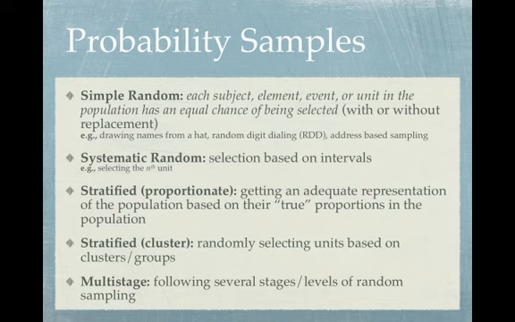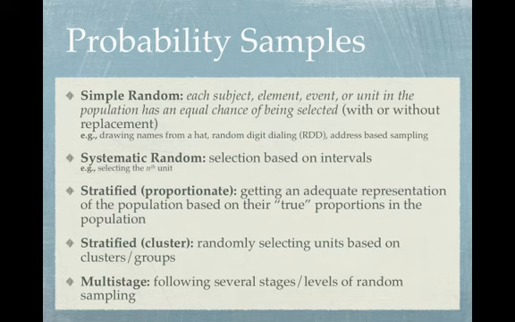With simple random sampling, it can be with or without replacement. With replacement, meaning that if you pick a person, you put that person back in the hat or in the sampling framework. Without replacement is you pick the person from the hat and you do not return his or her name to the hat.